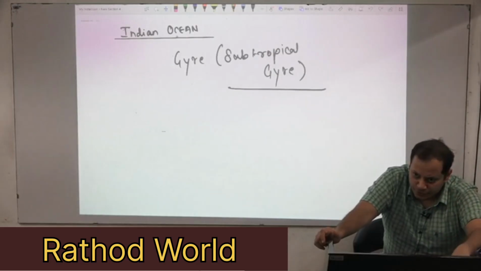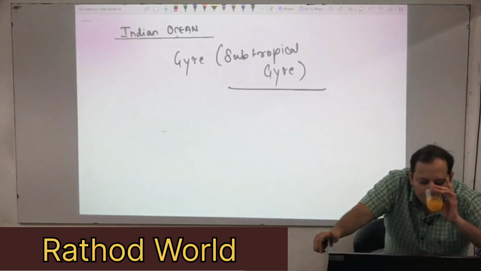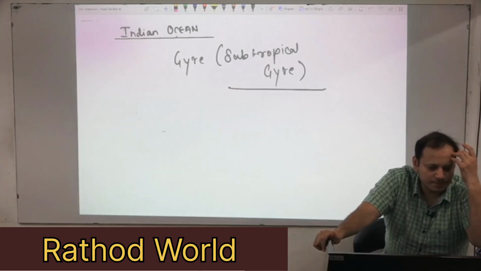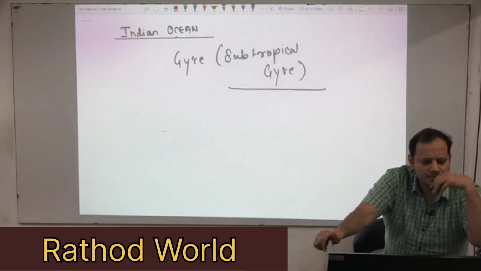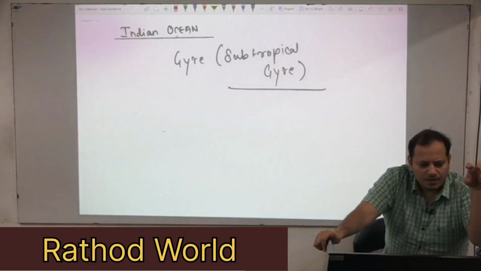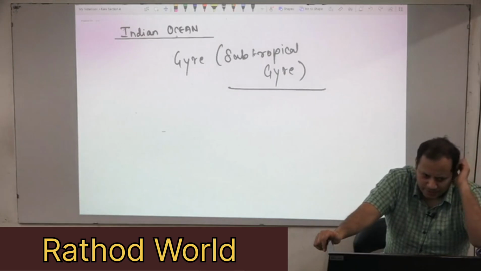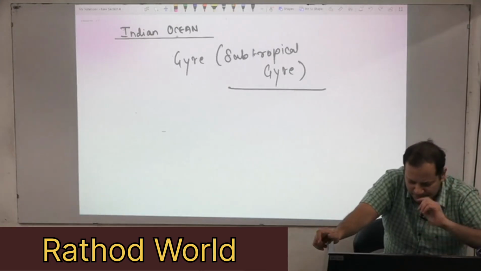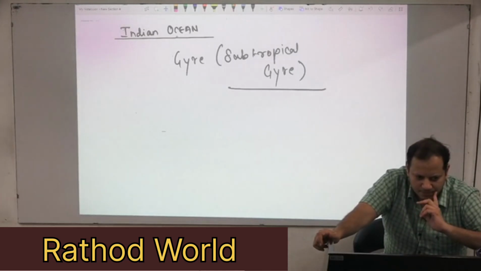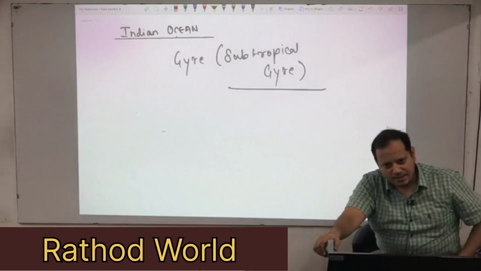Next point, out of numerous factors forming the ocean currents, density differences due to temperature gradient, understanding temperature gradient, meaning cold and warm currents, is absent.